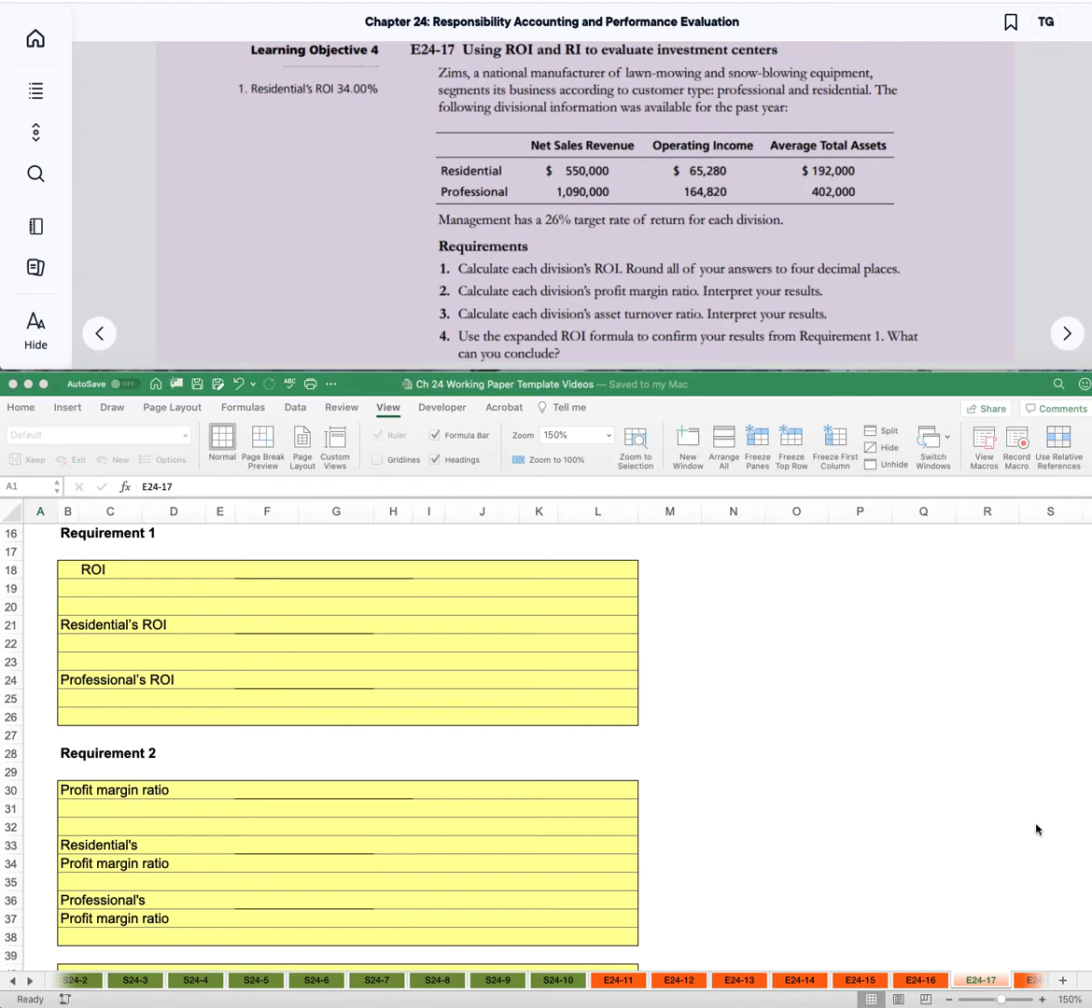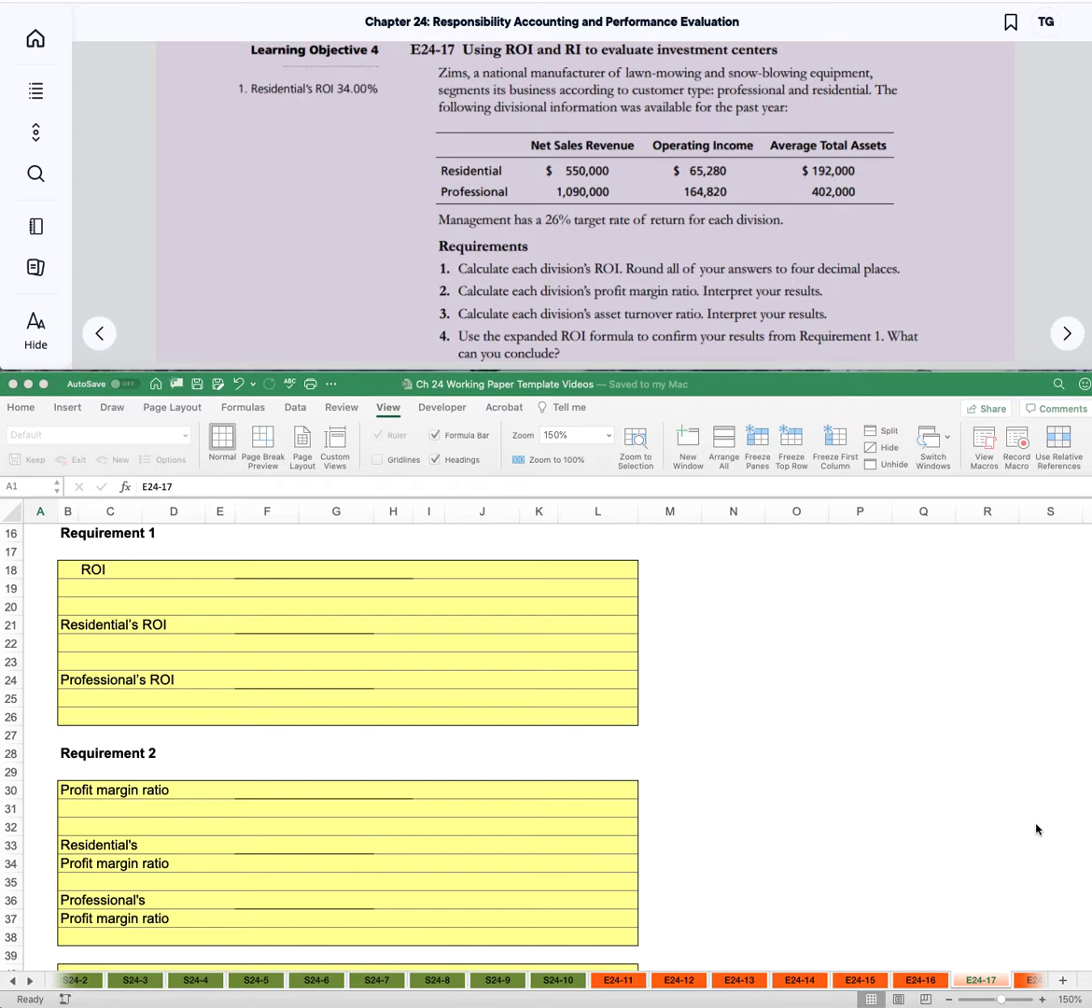ROI to evaluate investment centers. Zim's, a national manufacturer of lawn mowing and snow blowing equipment, segments its business according to customer type, professional and residential. The following divisional information was available for the past year. So we have net sales revenue, operating income, and average total assets for both residential and professional. Management has a 26% target rate of return for each division.